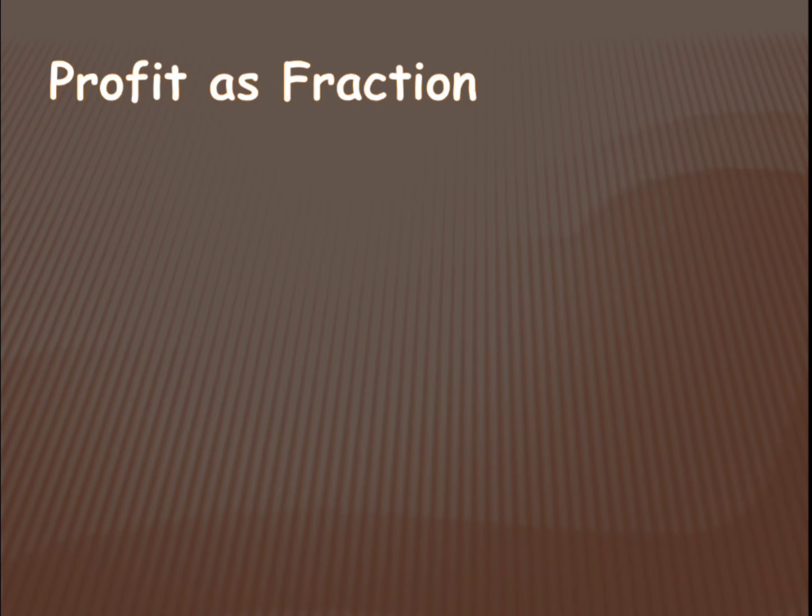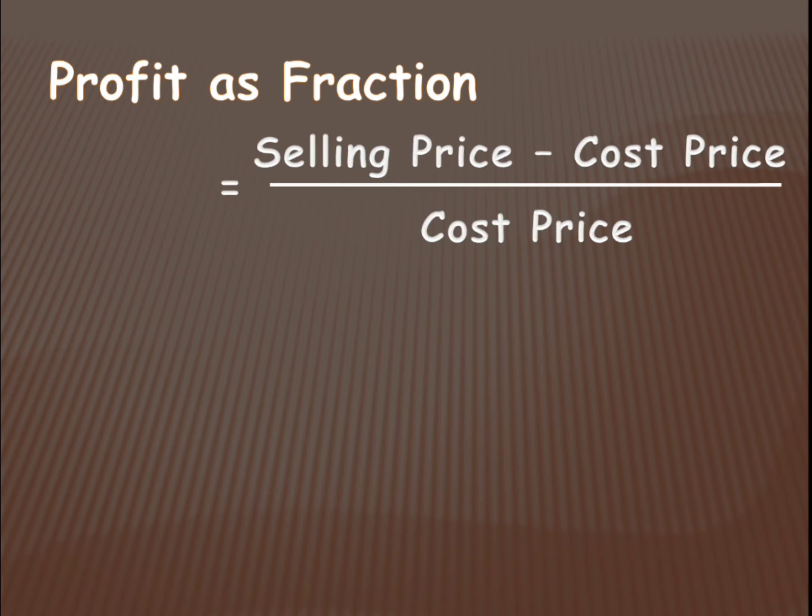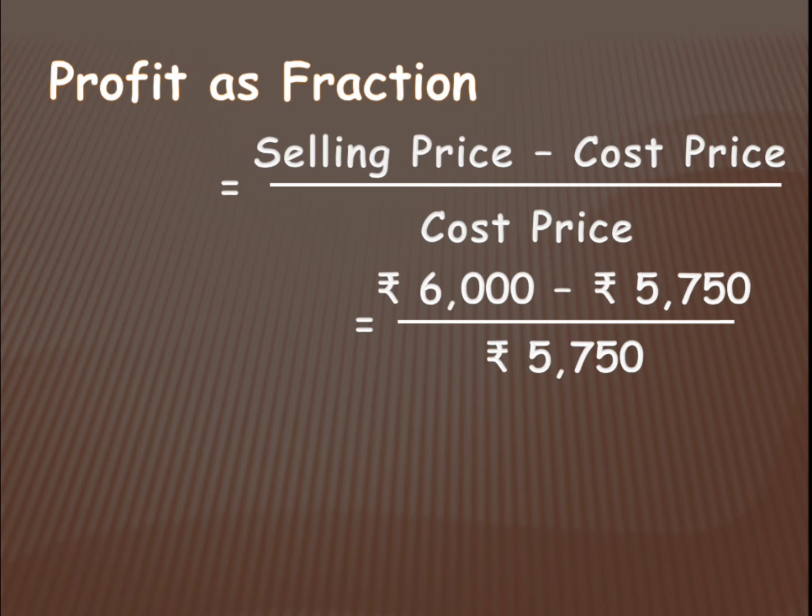Here he got profit, so it is a profit fraction. Profit as a fraction will be equal to, here they did not give us the profit, children. They gave us the cost price and the selling price. So we will use the formula which has cost price and selling price, that is selling price minus cost price by cost price. Here you have numerator and denominator, so it is a fraction. What is the selling price? 6,000 rupees. And the cost price? 6,000 minus 5,750 by 5,750, because in the denominator you have to write the cost price.